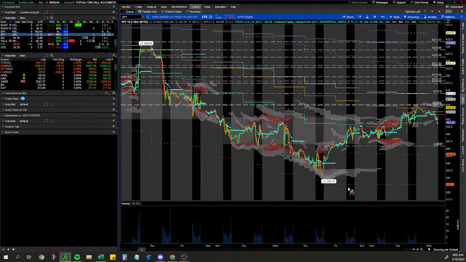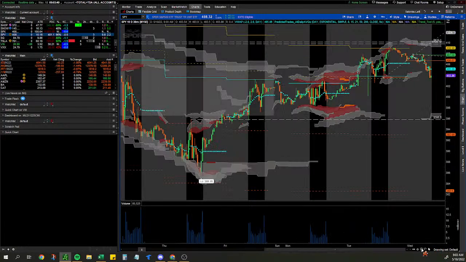SPY. Trendline, starting to slip. 403.5 will be pretty key. Already starting to try to bounce at it.